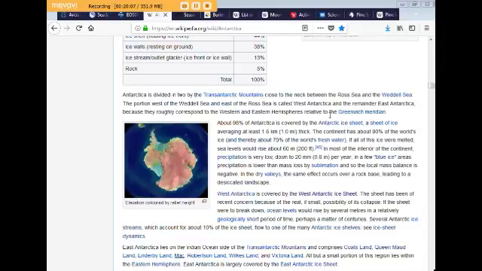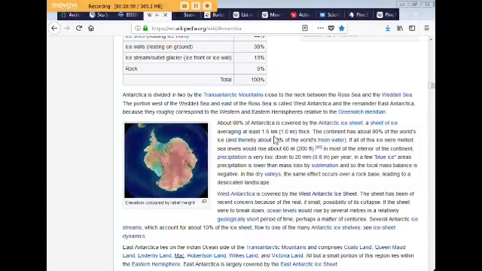Antarctica is divided in two by the Transantarctic Mountains close to the neck between the Ross Sea and the Weddell Sea. That's these mountains. The portion west of the Weddell Sea and east of the Ross Sea is called West Antarctica. That's this side. And the remainder, East Antarctica, because they roughly correspond to the western and eastern hemispheres relative to the Greenwich meridian. About 98% of Antarctica is covered by the Antarctic ice sheet, a sheet of ice averaging at least 1.6 kilometers or 1 mile thick.